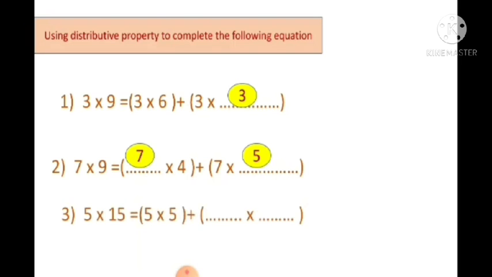Next, 5 times 15 equals 5 times 5 plus what times what? The first number, 5, is the rows. It doesn't change, so we put 5 in the second bracket. But 15, the number of columns, will be distributed into 5 plus what? 5 plus 10, because 15 minus 5 equals 10.